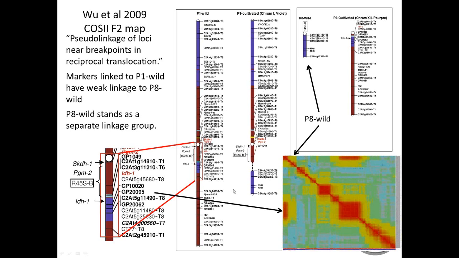So what you see is a reciprocal translocation where the section of P8 wild over here is translocated to the bottom of chromosome 1 in the cultivated peppers. At the same time, there's a section of the cultivated P1 which is found in the wild type. So basically that is translocated down here to the wild type. What that does is give you pseudo-linkage between chromosome 8 and chromosome 1.